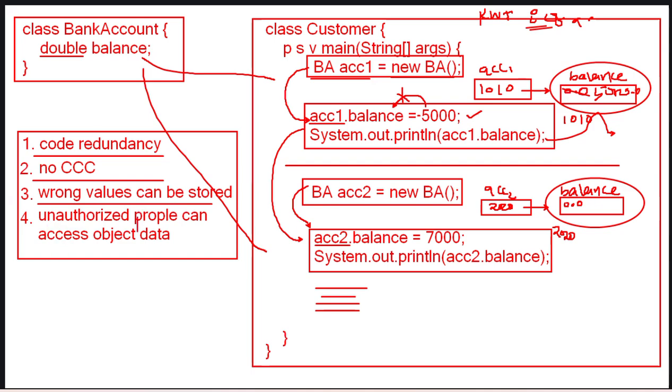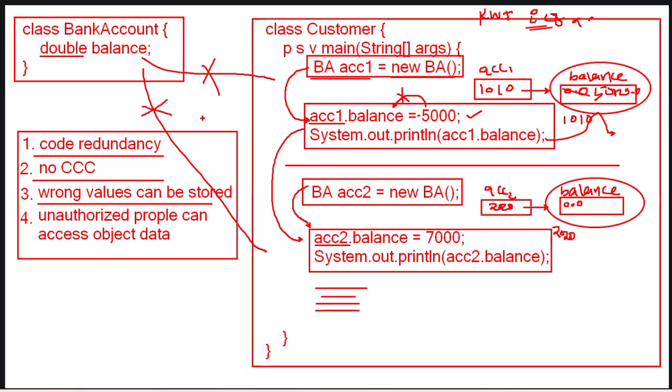Then what is the solution to this problem? Don't provide access. Close the door. If you open the door, anyone can come into the class. If you close the door, no one can come in, problem solved. If I close the door, how can people come into the class? Who should be allowed to come? Only authorized people should come. Only the correct value should come and be stored.